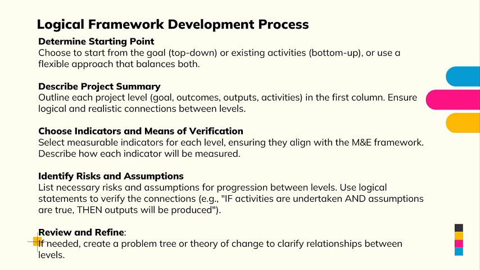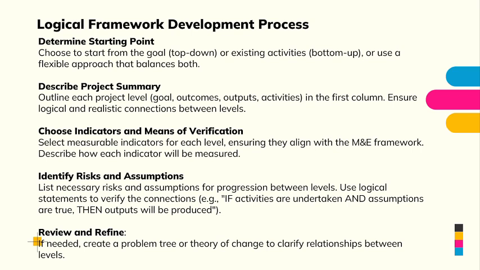You need to outline the project goal, outcome, and outputs in the first column and ensure logical and realistic connections between these levels. You choose the indicators and means of verification, right? So you select measurable indicators, align them with the M&E framework, describe how each indicator will be measured, and you also come up with a definition. How are we going to define that indicator?